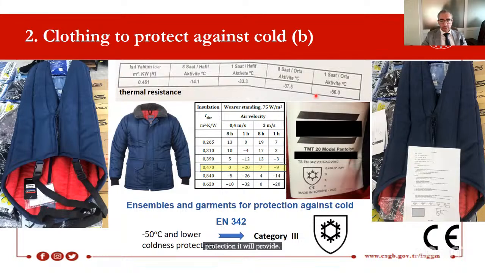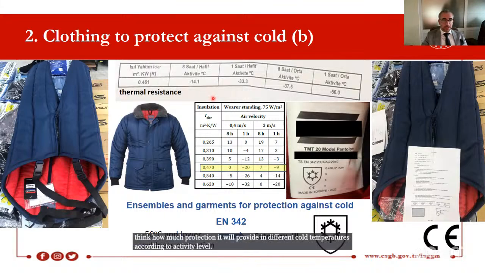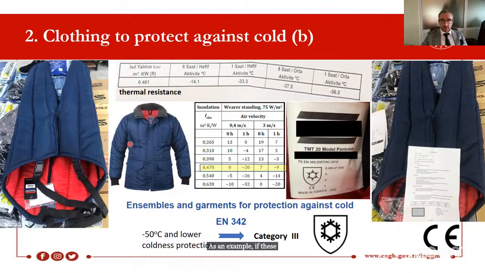Right here. It's over here. And it states how much protection it will provide in different cold temperatures according to activity level. As an example, if these trousers and jackets set can be worn at minus 37 degrees for 8 hours with middle activity, we can understand this from this table.